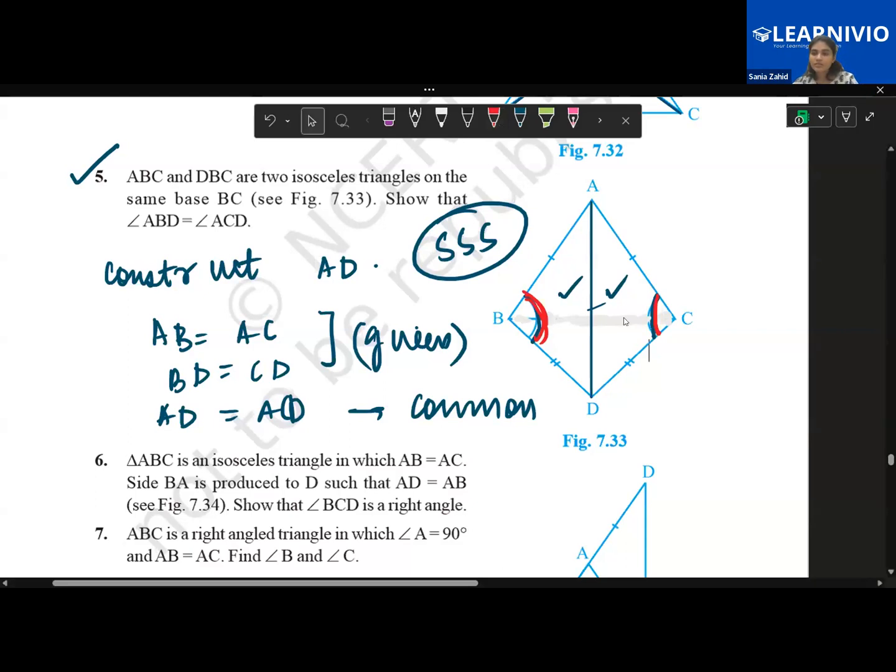Try the fifth one, children. Yes, ma'am. Ma'am, by which congruency are they equal? SSS, side-side-side.